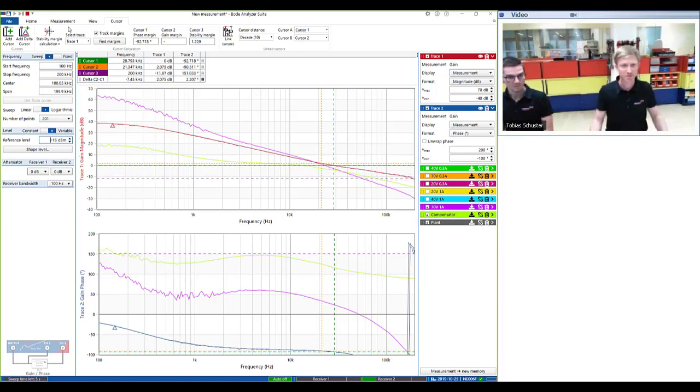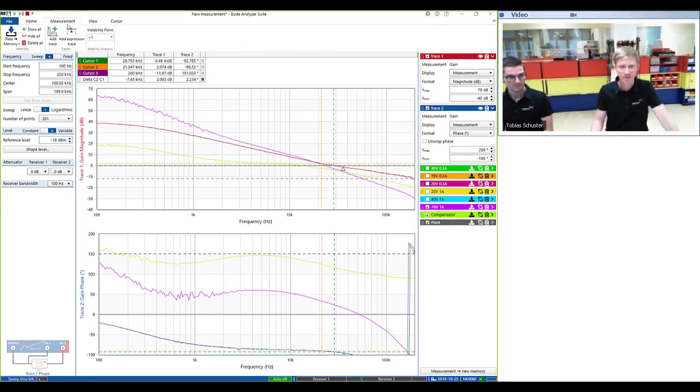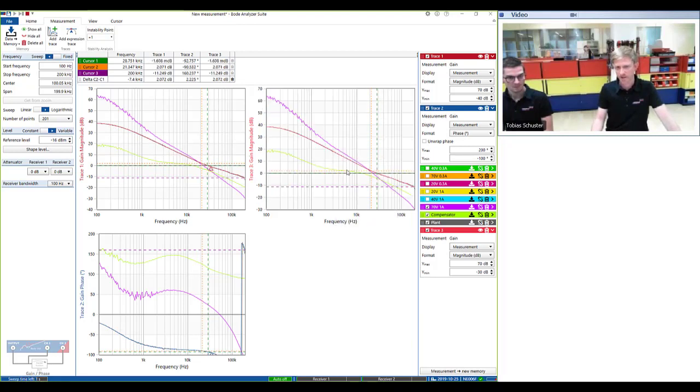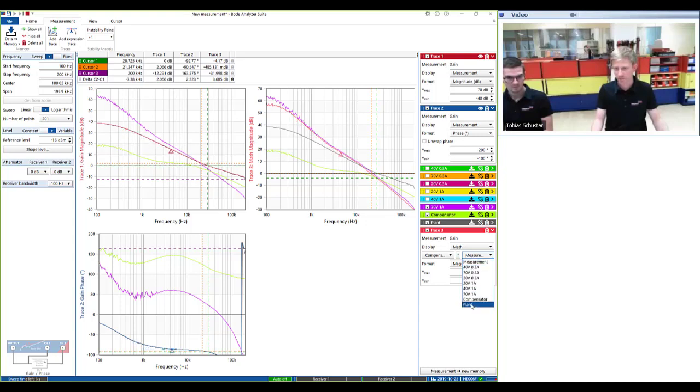We've tried that in the morning. It did work pretty well. Hopefully it works here again. So I'm gonna add a new trace. And then on this picture on the right hand side, I'm gonna use a math trace, and I will say, let's do compensator multiplied by plant, and then that's the loop.